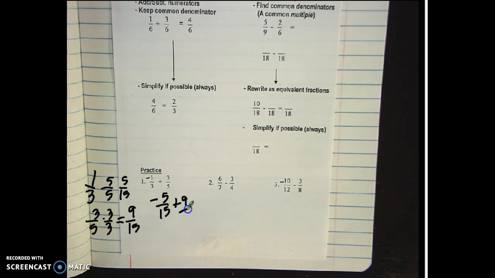So let's practice this. Number 1, I have a 3 and a 5, so I do not have common denominators. I need to find a common denominator. The least common multiple between 3 and 5 is 15. To get 3 to 15, I multiply by 5. 1 times 5 is 5. 3 times 5 is 15. For 5, I multiply by 3. 3 times 3 is 9. 5 times 3 is 15. So I have negative 5 over 15 plus 9 over 15.